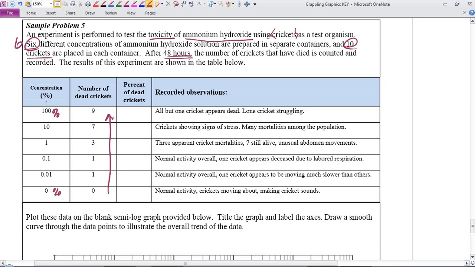So you can quickly calculate those percents. What would they be? They made it easy on you because they gave you 10. So 9 out of 10 crickets is 90%. 7 out of 10 is 70%. 3 out of 10 is 30%. 1 out of 10 is 10%. Part over whole times 100. And 0%. That was easy enough. What else you want me to do?